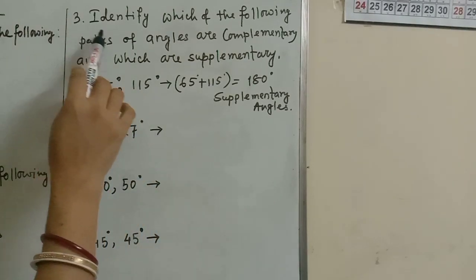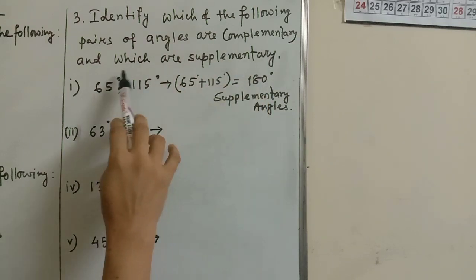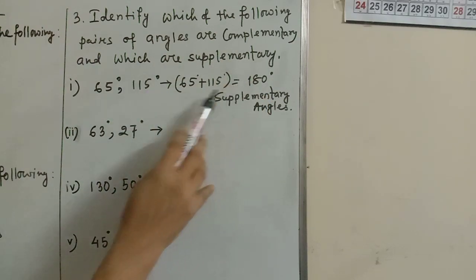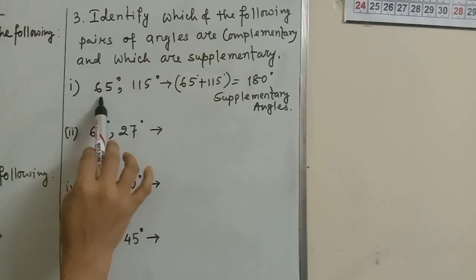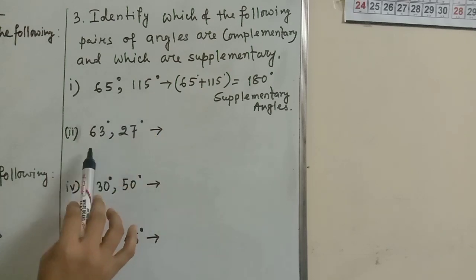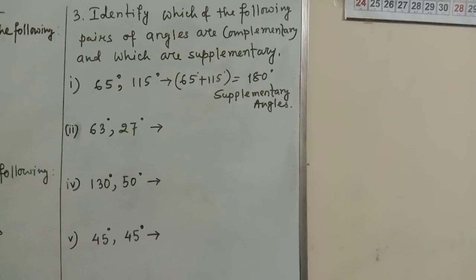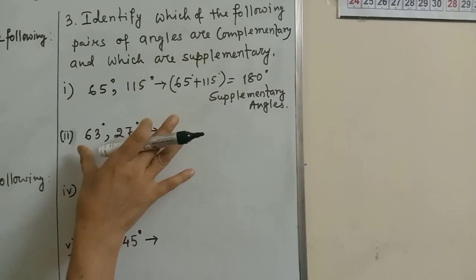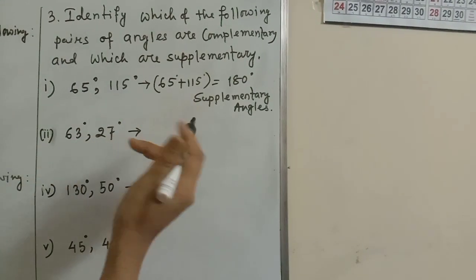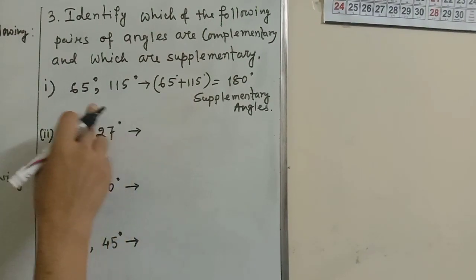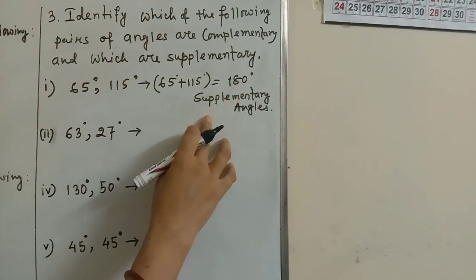Now question number 3, identify which of the following pairs of angles are complementary and which are supplementary. That means pairs of angles are given: 165 and 15, 63 and 27, 130 and 50, 45 and 45, 80 and 10. You have to find out which pairs make complementary angles and which pairs make supplementary angles. So when you add these two, you will get 180 degrees. If it is 180 degrees, that means they are supplementary angles.